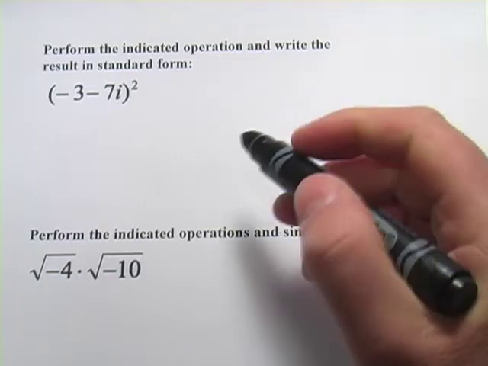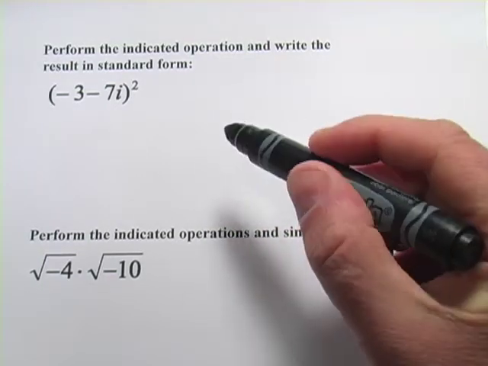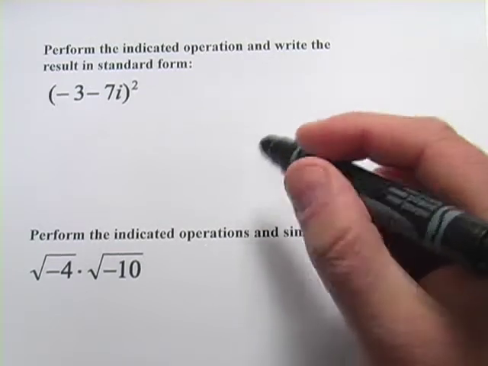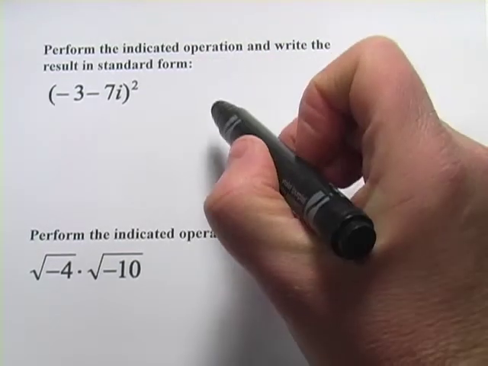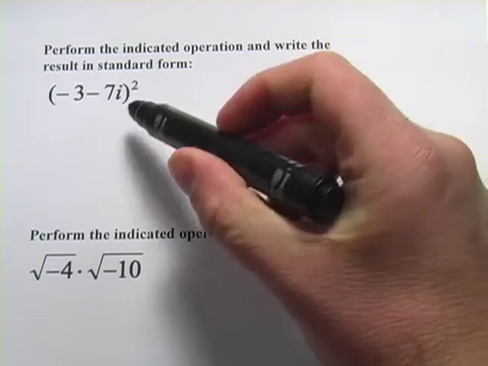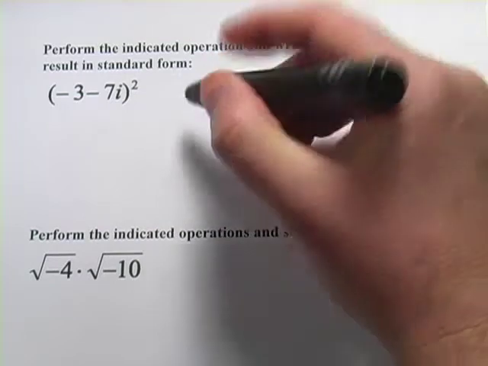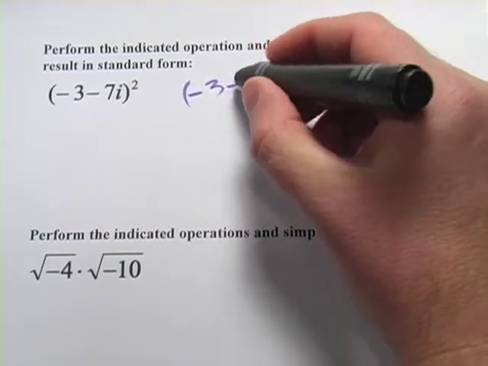In these problems, we're doing some more operations with complex numbers. Some multiplication, maybe some addition and subtraction. Let's see what we've got here. The first one says perform the indicated operation and write the result in standard form. And then they have -3 minus 7i squared. Well, we know how to do that.